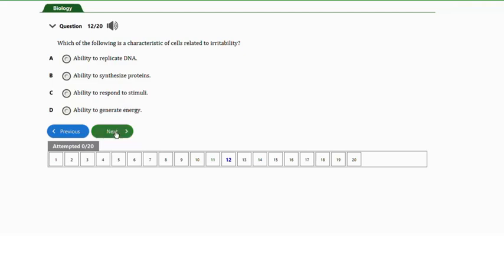That's question number 12. It says, which of the following is a characteristic of cells related to irritability? A, ability to replicate DNA. B, ability to synthesize proteins. C, ability to respond to stimuli. D, ability to generate energy. So guys, the answer to this question is option C, the ability to respond to stimuli. That's the ability to respond to changes in their environments. So guys, let's look at the next question, and that's question number 13.